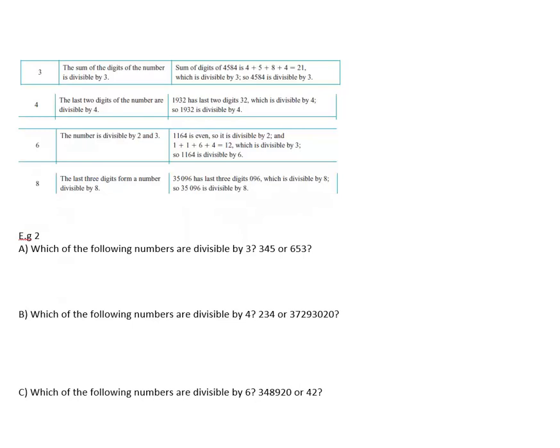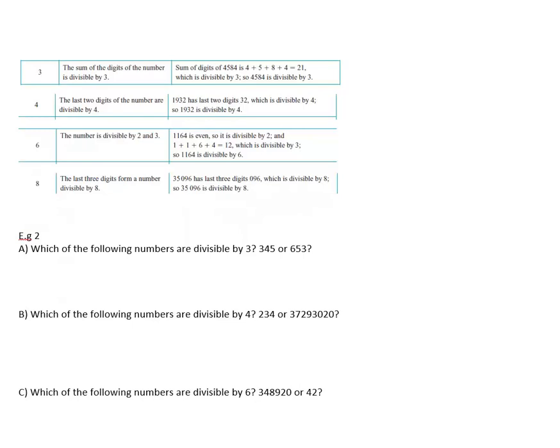Okay, and the last one here, 8, the last 3 digits form a number divisible by 8. So we just look at the last 3 digits, and then we're going to do a little division just in our heads or using pen and paper. And if the last 3 digits are divisible by 8, then the whole number is divisible by 8. So these ones are a little trickier. Let's do some examples to cement these ideas.